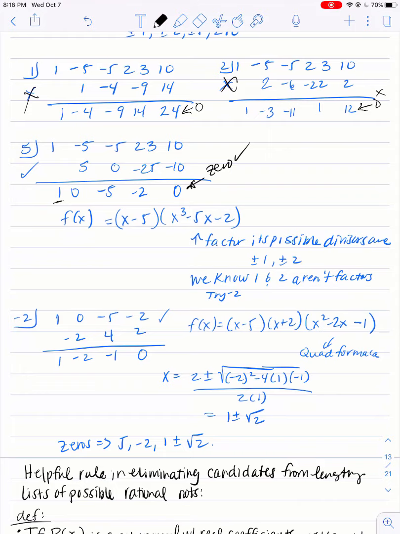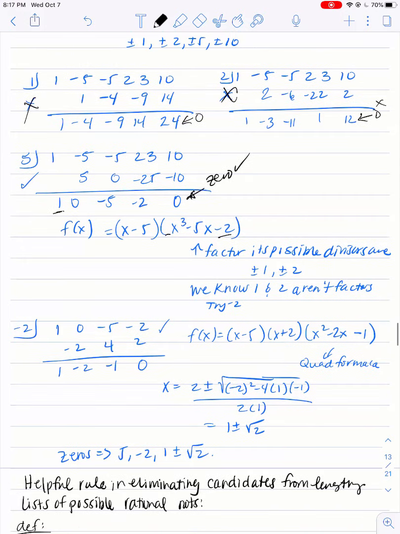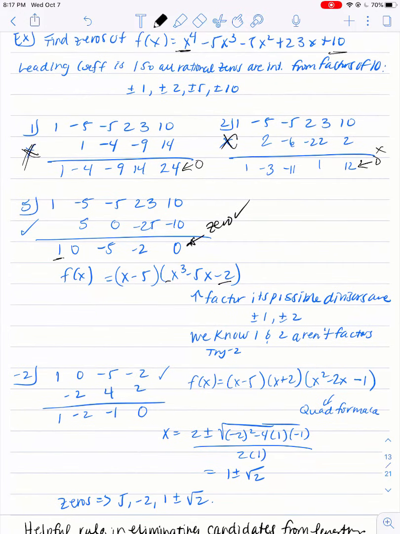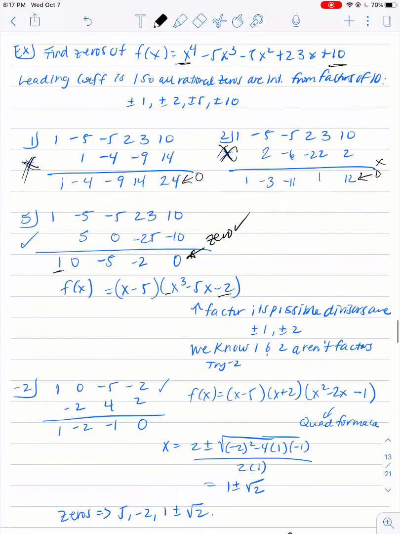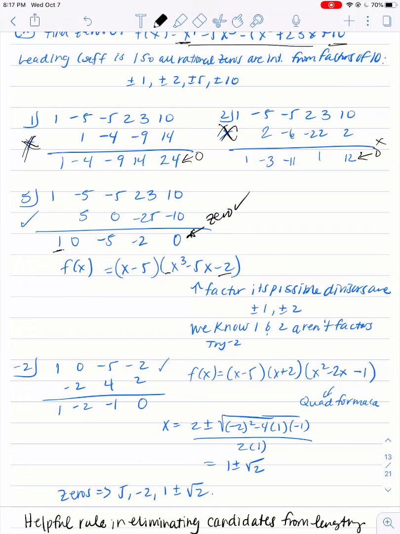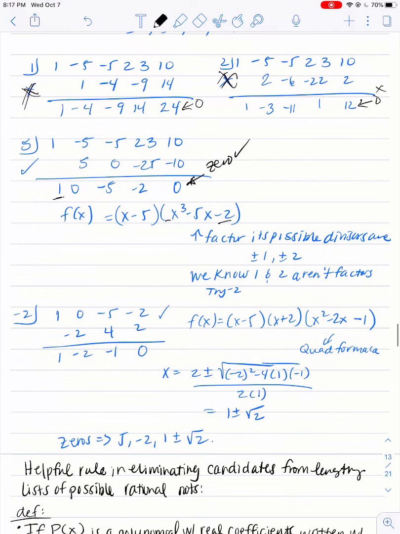And now I can take x cubed minus 5x minus 2 and use my rational roots theorem. Because the leading coefficient is 1, the possible factors come from negative 2, so it's plus or minus 1 and plus or minus 2. However, we already know that 1 and 2 don't work, so they won't work for this cubic either. So we could just try negative 2 and negative 1. I start with negative 2, and it works. So negative 2 is a 0.